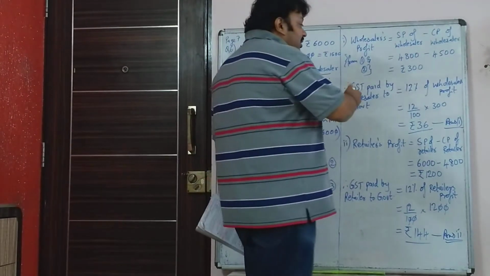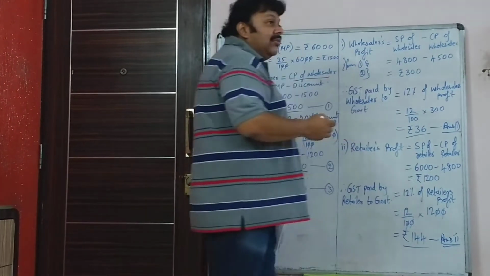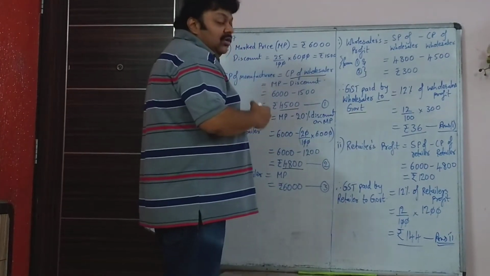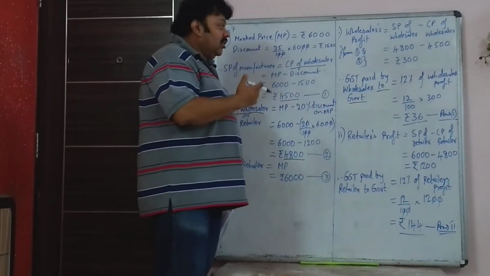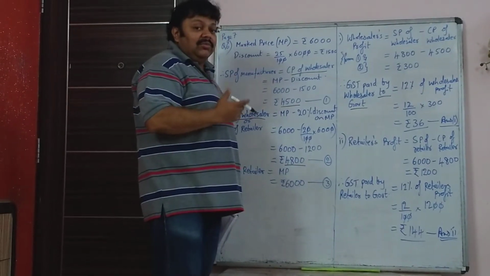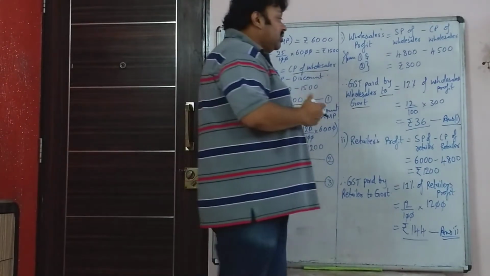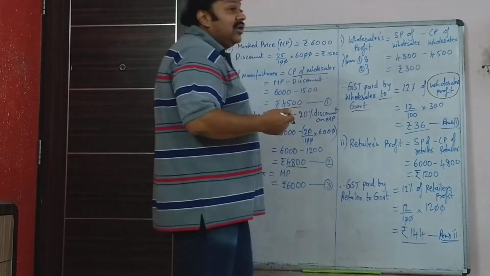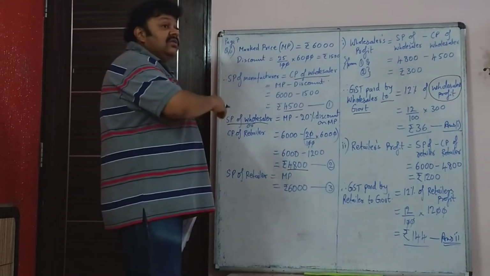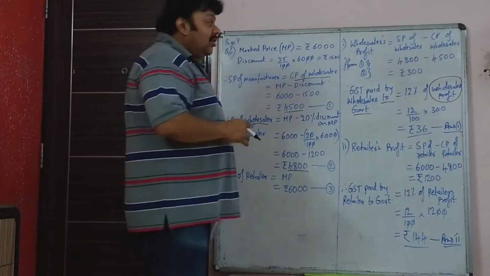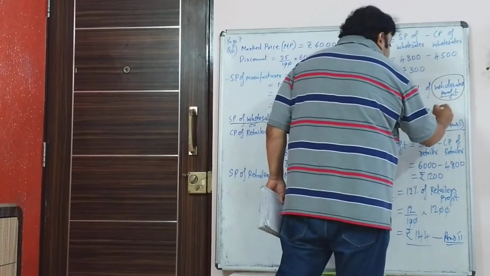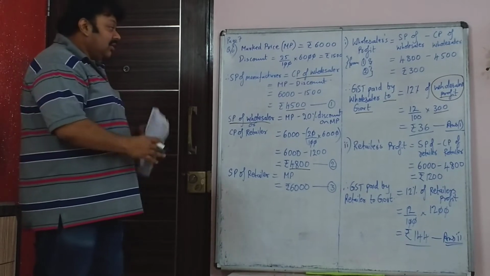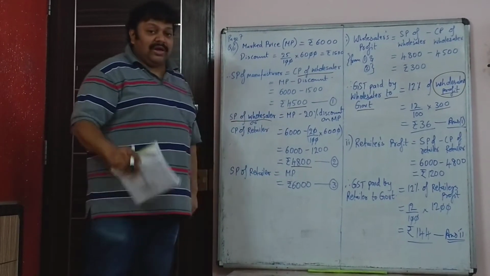Remember, when they say what is the GST paid by wholesaler, it means wholesaler to government. It is understood. So you have to understand that when they ask you what is the GST paid by wholesaler, it means what is the GST paid by wholesaler to government. So 12% of wholesaler's profit, not the cost price, not the selling price. On the profit, GST is paid. So 36 rupees, because 300 was the profit, 4,800 minus 4,500.